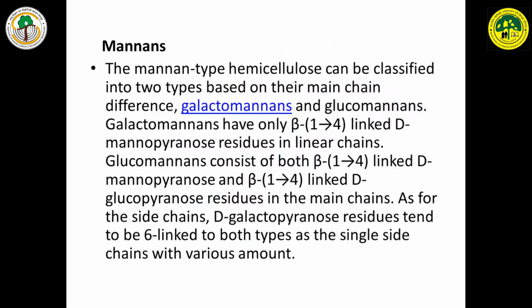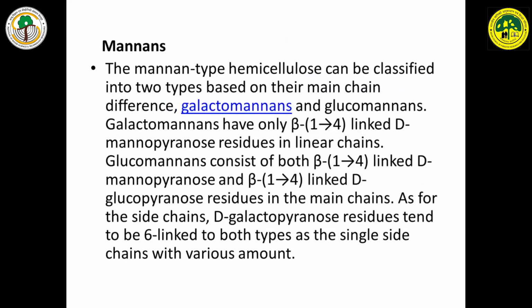Next, the second part which is present in the hemicellulose is the mannans. So the mannan type of hemicellulose can be classified into two types based on their chain difference. They are the galactomannans and the glucomannans. Actually, mannans are also present, but the mannans are mostly found in the grass, and the galactomannans and glucomannans are majorly found in the wood. So galactomannans have beta 1,4 linked mannopyranose residues in the linear chains.